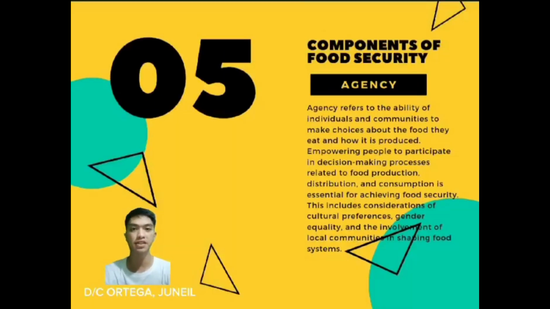Number 5. Agency. Agency refers to the ability of individuals and communities to make choices about the food they eat and how it is produced. Empowering people to participate in decision-making processes related to food production, distribution, and consumption is essential for achieving food security. This includes consideration of cultural preferences, gender equality, and the involvement of local communities in shaping food systems.